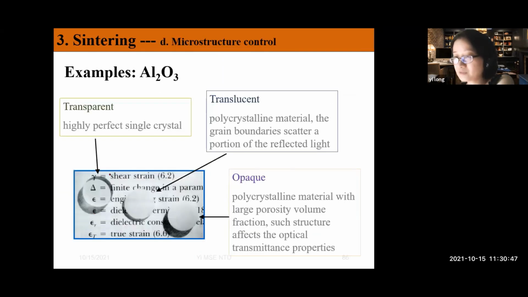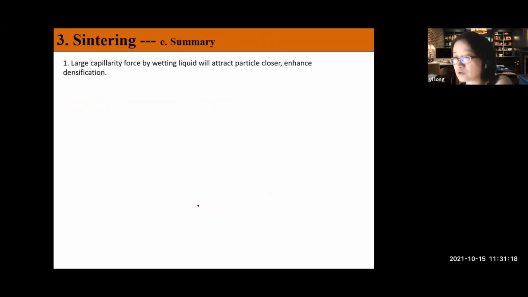So for example, you see all our alumina, in this case. If it becomes a single crystal, you can say it's very transparent. If it's polycrystalline, the grain boundaries are going to scatter a lot of light away, so it can be translucent. But if you have a polycrystalline and at the same time still have a lot of porosities, this becomes completely opaque. So all this, same materials, but if you control them with different microstructures, you will have completely different properties. Okay, so this is what you can see.